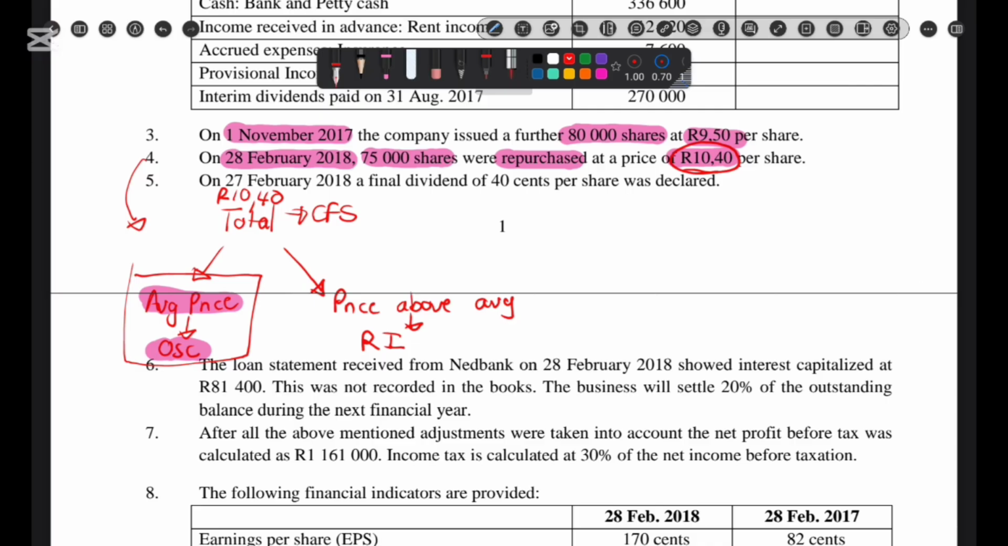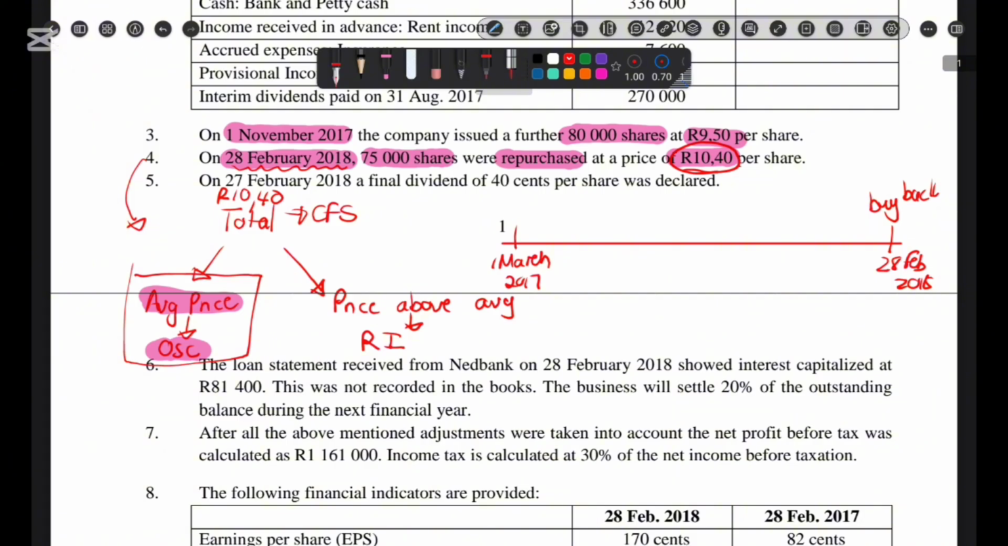And how did I say we find the average price? To find your average price, you are going to go and draw your timeline. So the 28th of Feb 2018, and then the 1st of March 2017, right? And then you're going to go and see on what date did the buyback happen. So the buyback happened on the 28th of Feb 2018, right? So this is where the buyback happened.